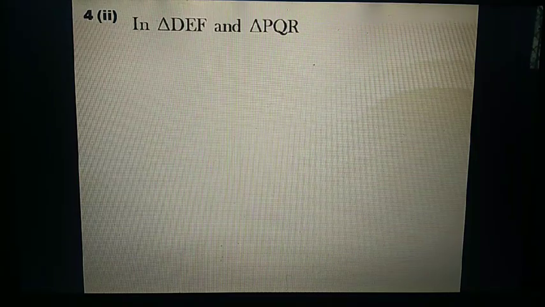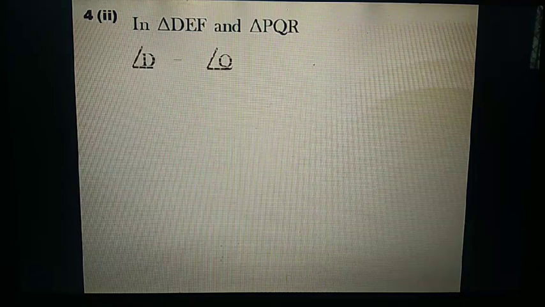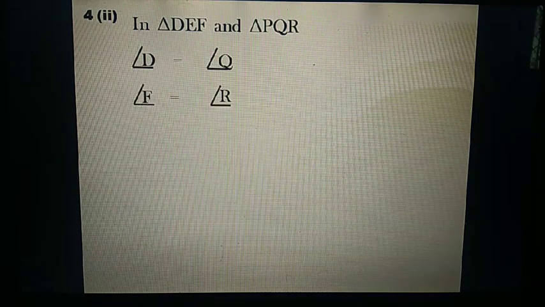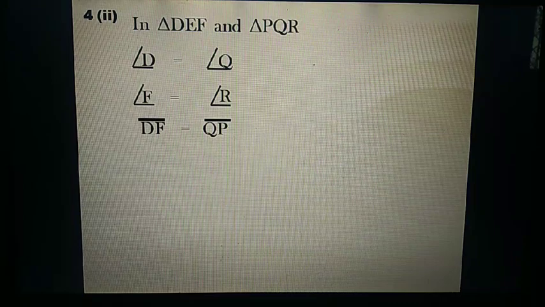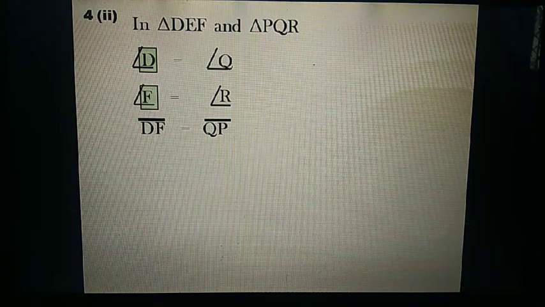Yes. Here again the triangles are DEF and PQR. The first value given to you is D and Q, both are 60 degrees. Next is F and R, both are 80 degrees. The next value is DF and QP, both are 6 centimeter. Again, before coming to a conclusion, we will check whether the sides given to you are included or not. On the left hand side, angles are D and F. Yes, DF is the included side.